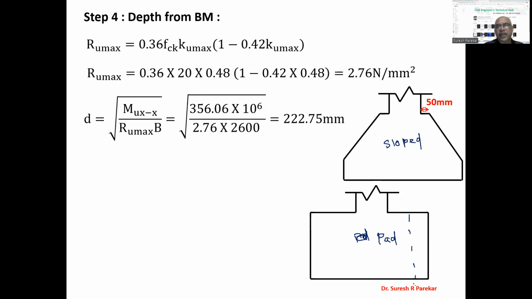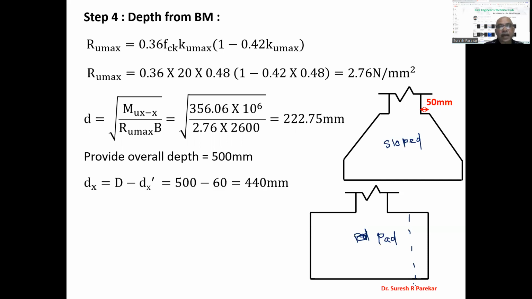So now Ru max, we will get 222.75, again the same. Now you can see the change here. We have to consider B, which is 2600. In the sloped footing, we considered it as 400. But the depth, if you see, we are going to provide the same, because our criteria of one-way and two-way shear should be satisfied. For that purpose, we will keep the depth 500 mm. Sorry, lesser. In the sloped footing, we have 600 millimeters. So the depth is going to be reduced.